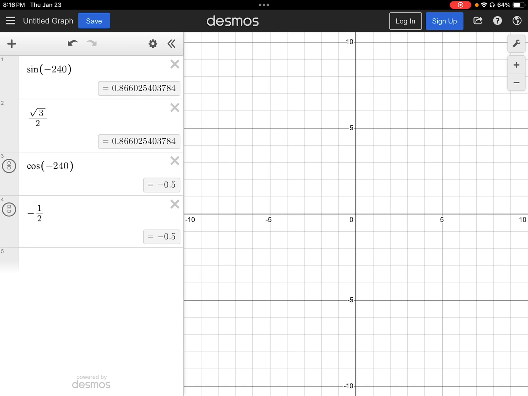So those decimals that you get on your calculator that seem random and you maybe don't know where those numbers come from, hey, this is pretty cool. Now you know how this works because you understand special right triangles and the unit circle.